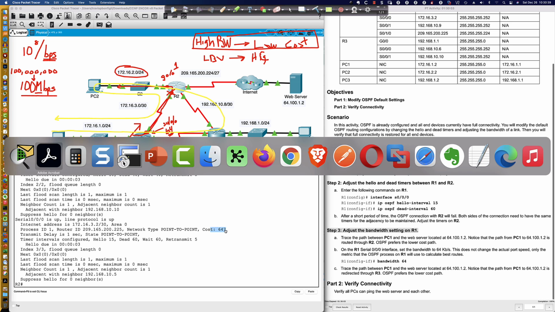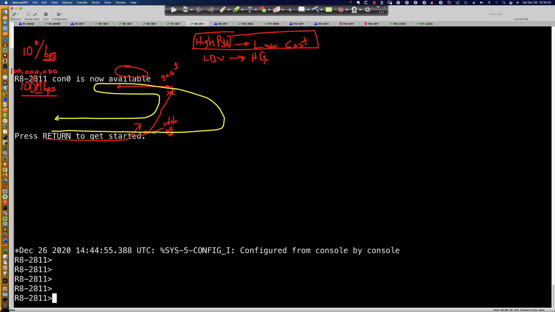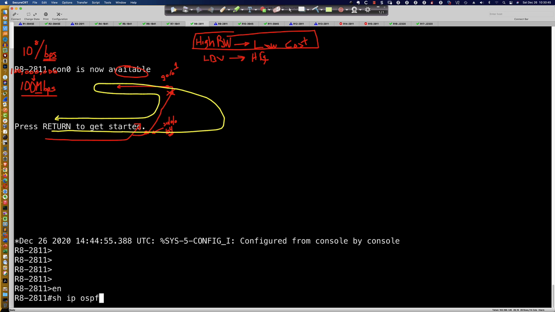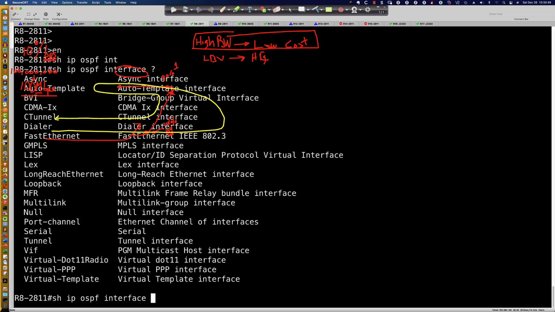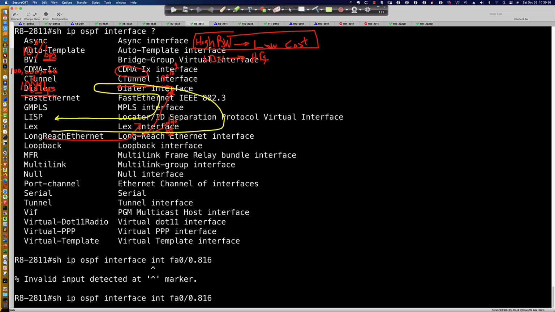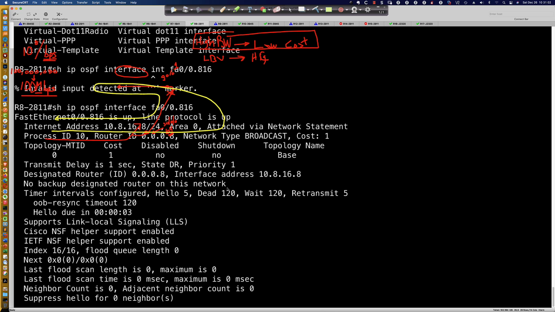Where could I test this? On real Cisco IOS. I'm going to leave that drawing stuff there for just a second. So here, show IP OSPF interface. And if you look, I could actually give the specific interface. So I could say interface FastEthernet 0/0.816 is what we're interested in. There we go. And so I see only that interface.